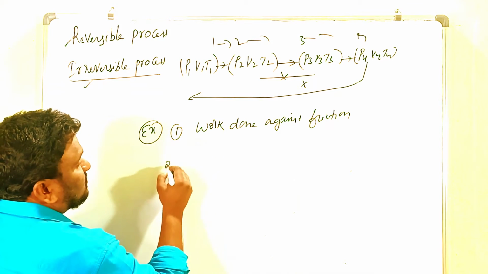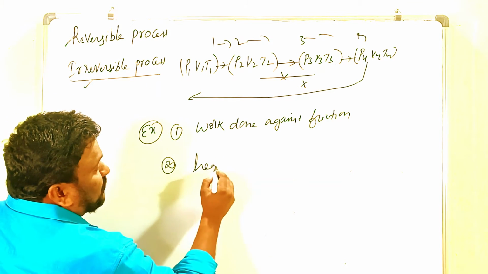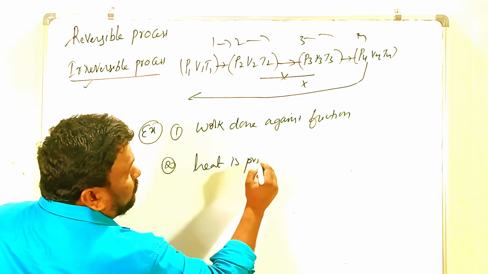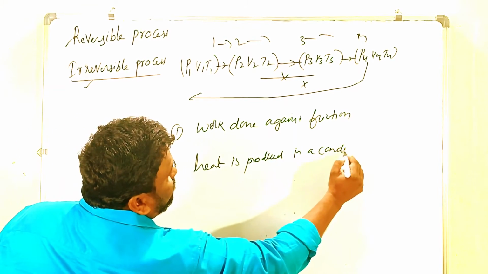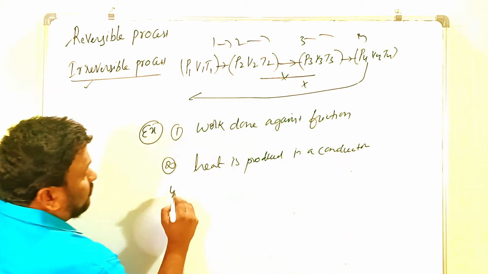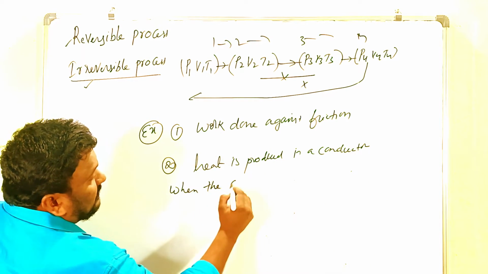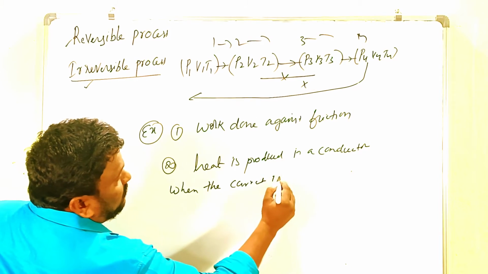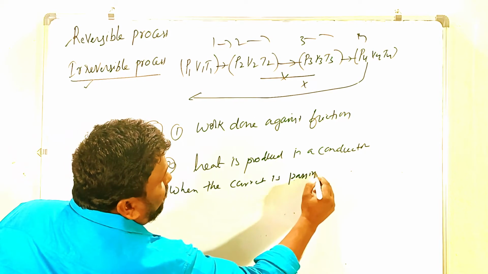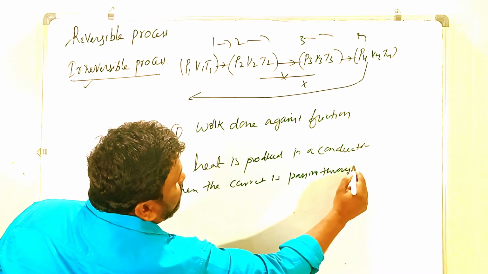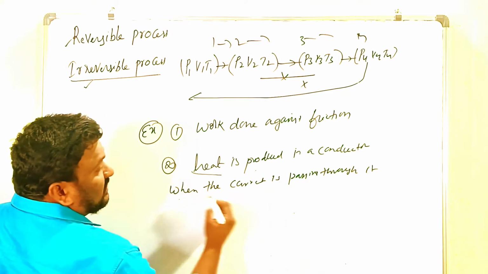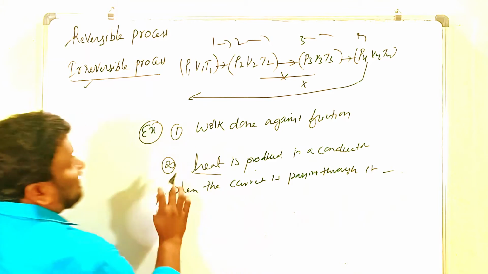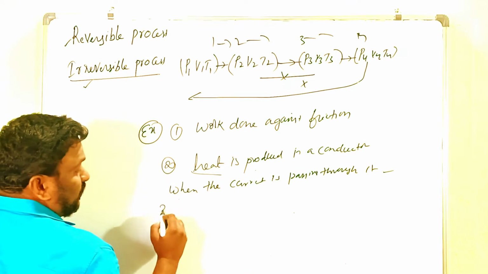And next one is the heat produced in a conductor when the current is passing through it. Heat is produced in a conductor when the current is passing through it. This is another example for irreversible process.